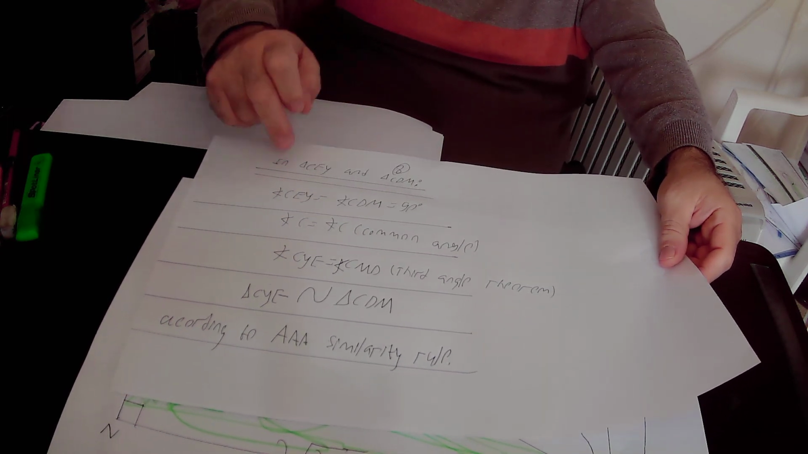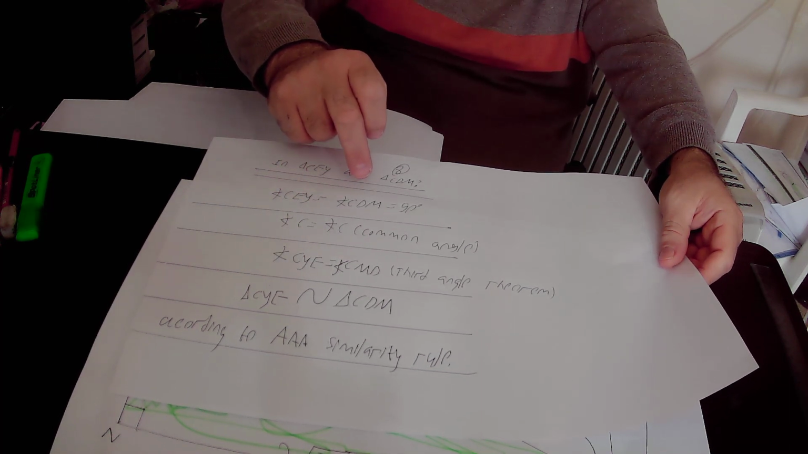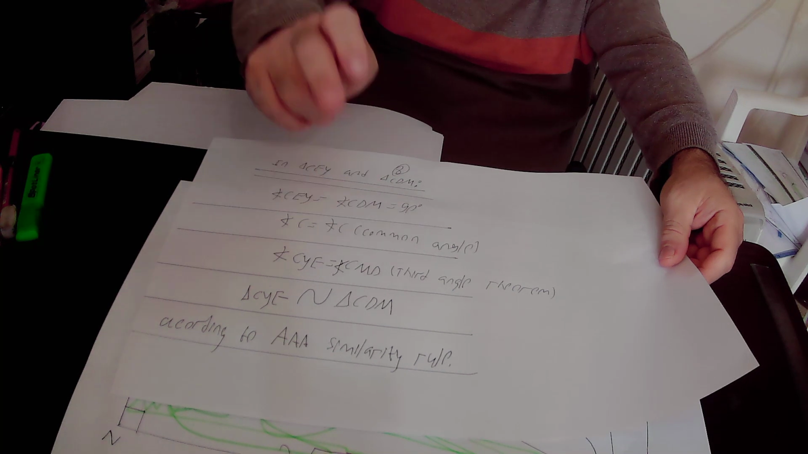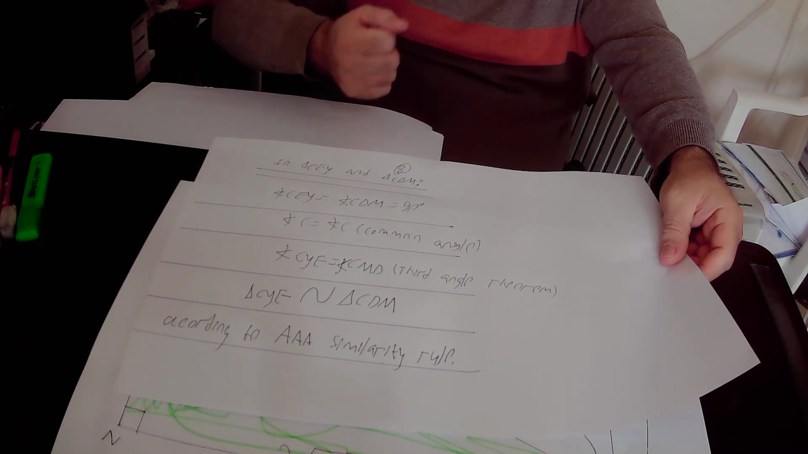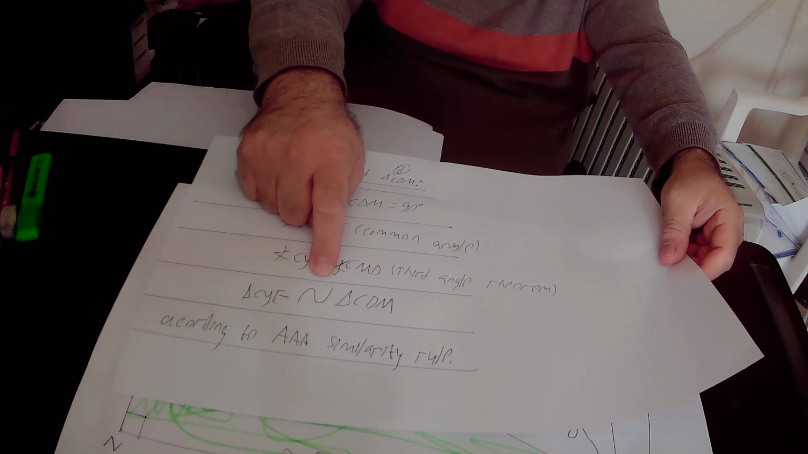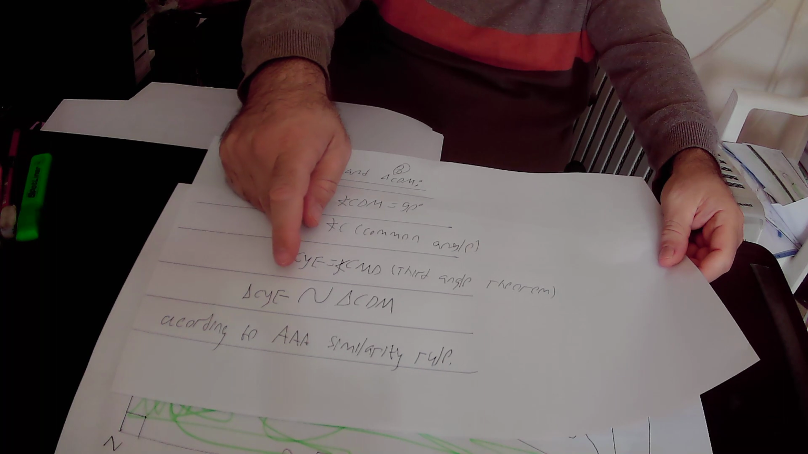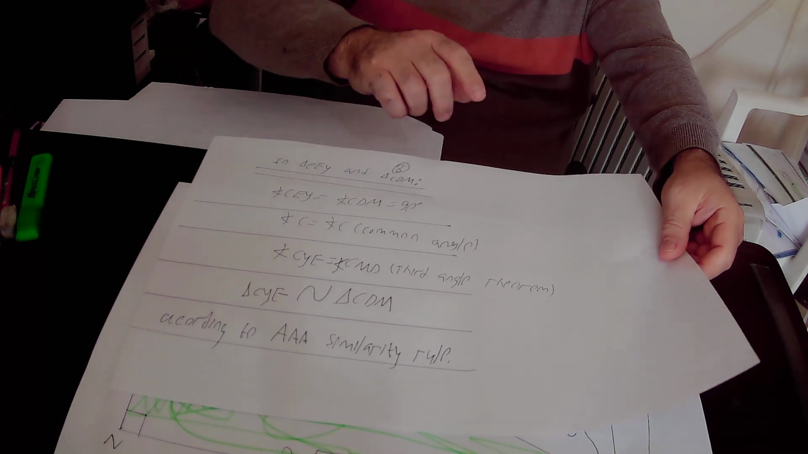So we actually proved that all three angles 1, 2, 3 of triangle CYE equal all three angles of triangle CDM 1, 2, 3. And therefore we proved that triangle CYE is similar, this is the sign of similar, triangle CYE is similar to triangle CDM according to the angle similarity rule.